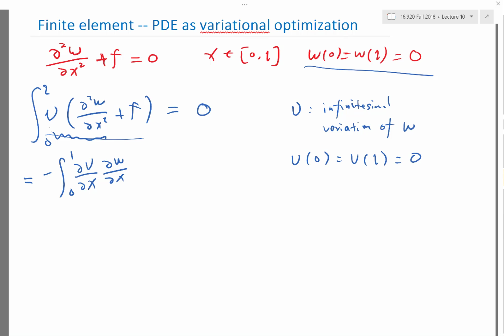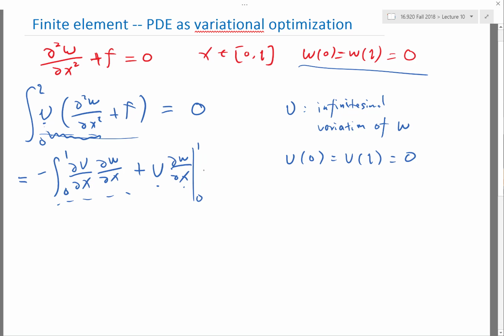Why is this the case? It's because if you add this term with that term, you form a complete derivative, right? And we also have a boundary term that is v times dw/dx. So the function v and the function we pulled out from the derivative, at 1 minus at 0. And we also have to add the term that we didn't change. This is equal to 0. Right, any questions on this step?